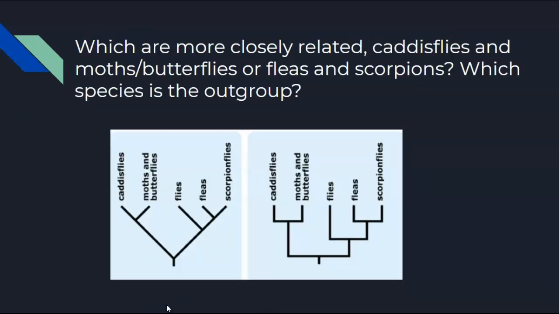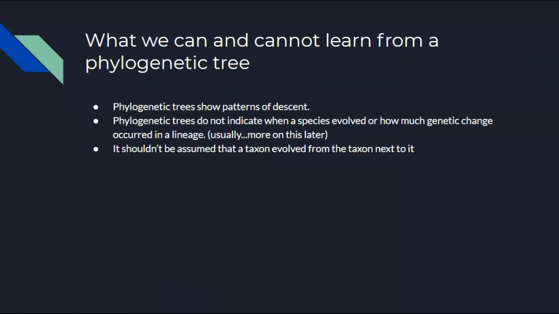Okay, so let's look at it. Which is most closely related? Caddisflies and moths or butterflies, and fleas and scorpions. Well, caddisflies and moths and butterflies have an ancestor here, okay? Fleas and scorpions have an ancestor here. They're both equally related, according to this, right? We go about the same amount back in time. They both have a common ancestor. So fleas and scorpions are just as related as caddisflies and moths. What's the outgroup? That's going to be the flies, because they're over here by themselves.